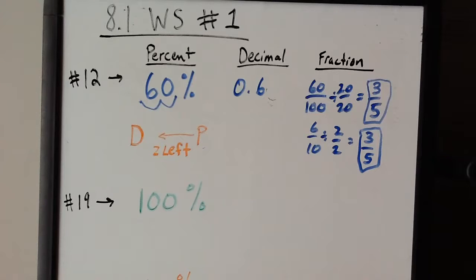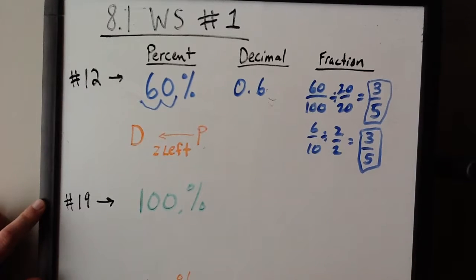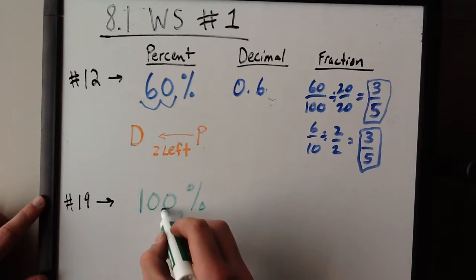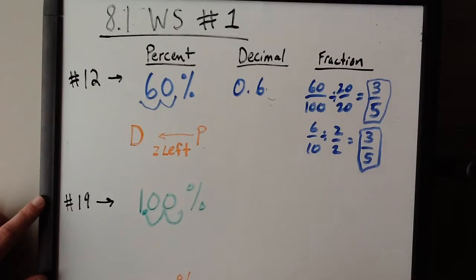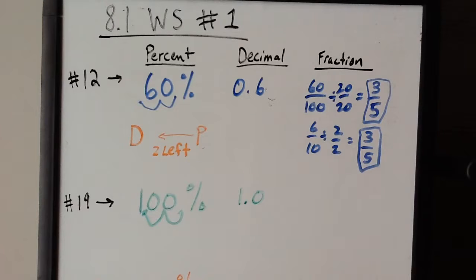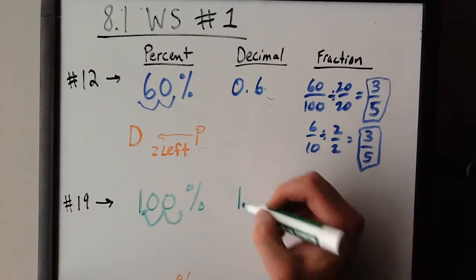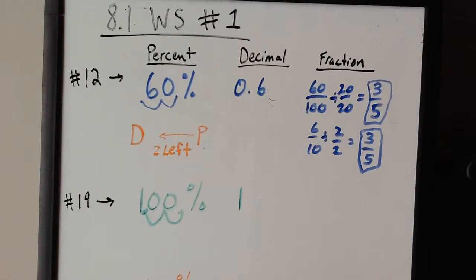Number 19, I have 100%. Okay, so take this to a decimal. I'm going to move the decimal 2 places to the left. The decimal is right here after the last 0 in 100. If I go 2 to the left, 1, 2, then the decimal is right there. The decimal is 1.0. Now 1.0 is the same thing as 1. So really I don't need the 0.0. I can just write this as 1. So if I have 100%, I have a whole, 1 whole, which is 1.